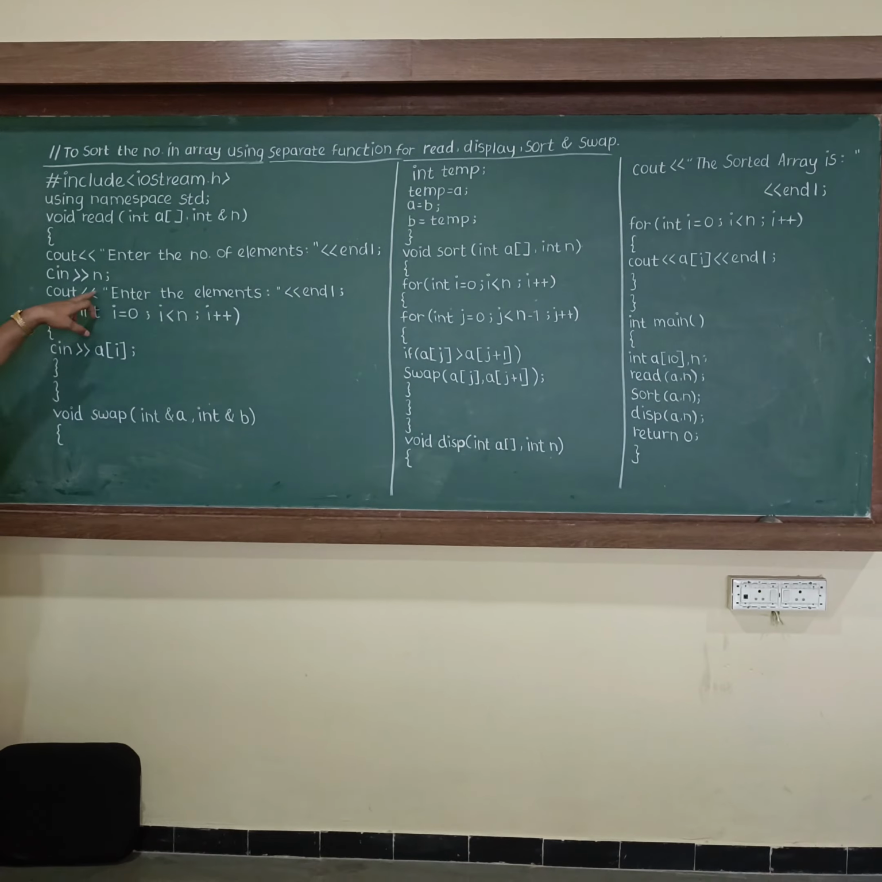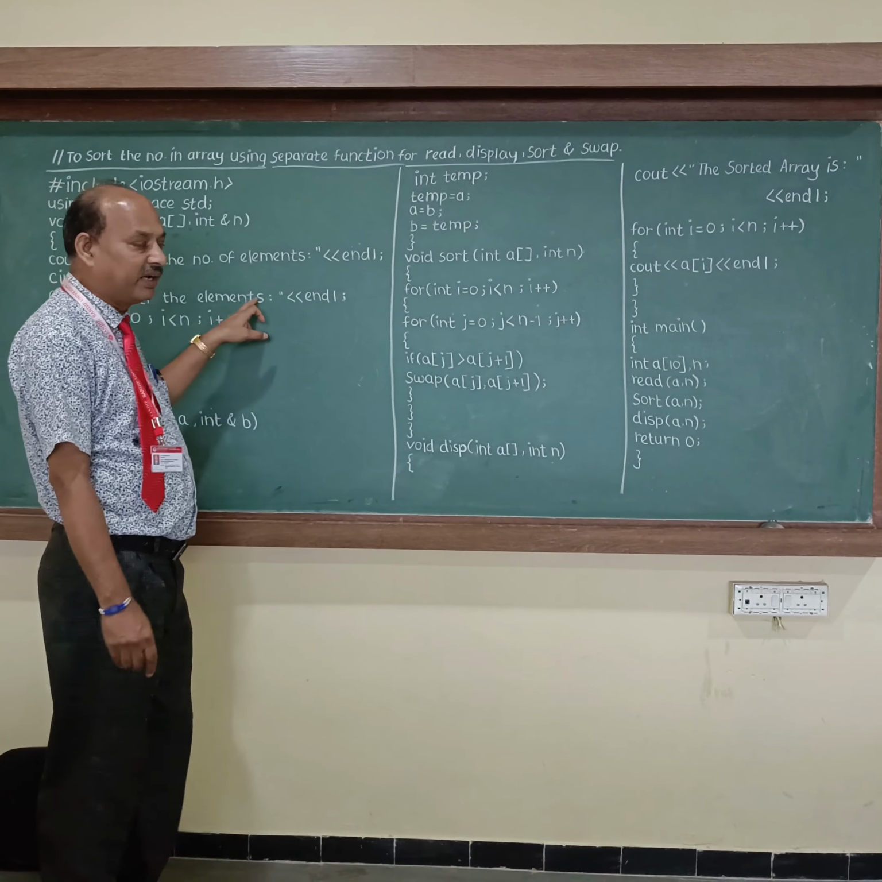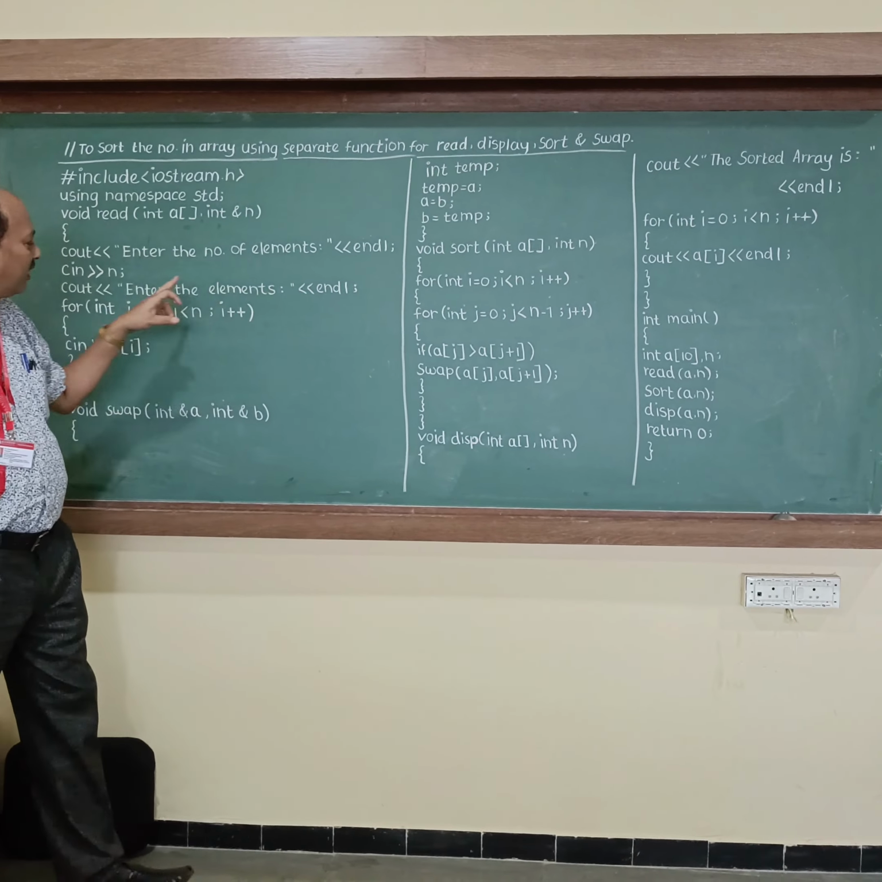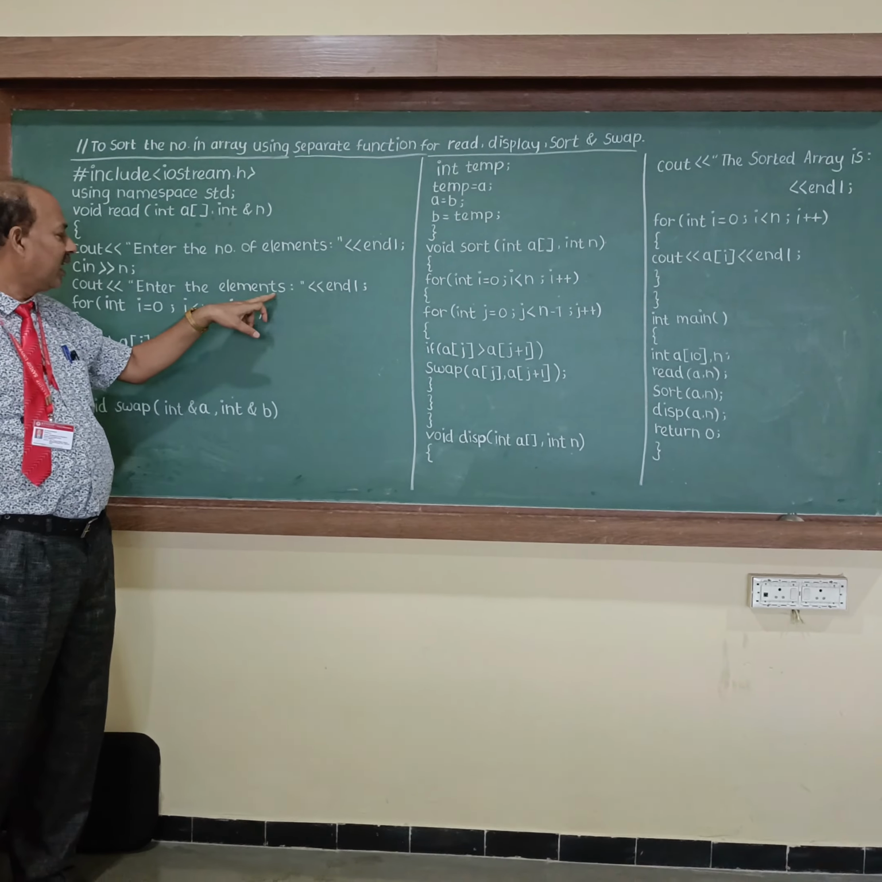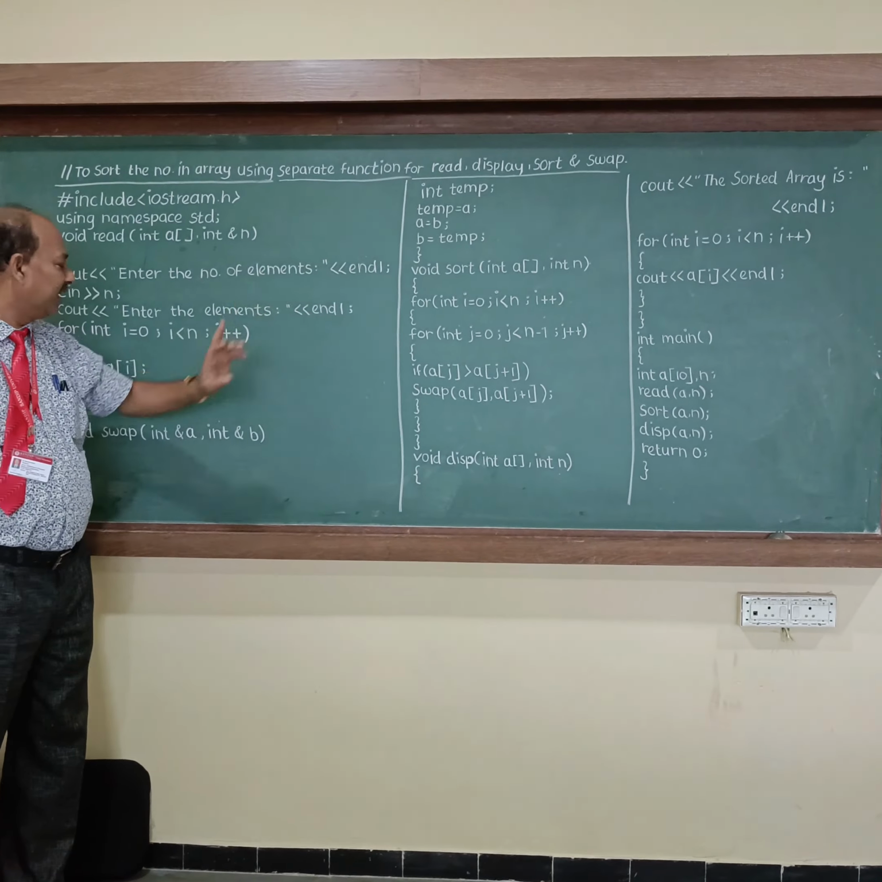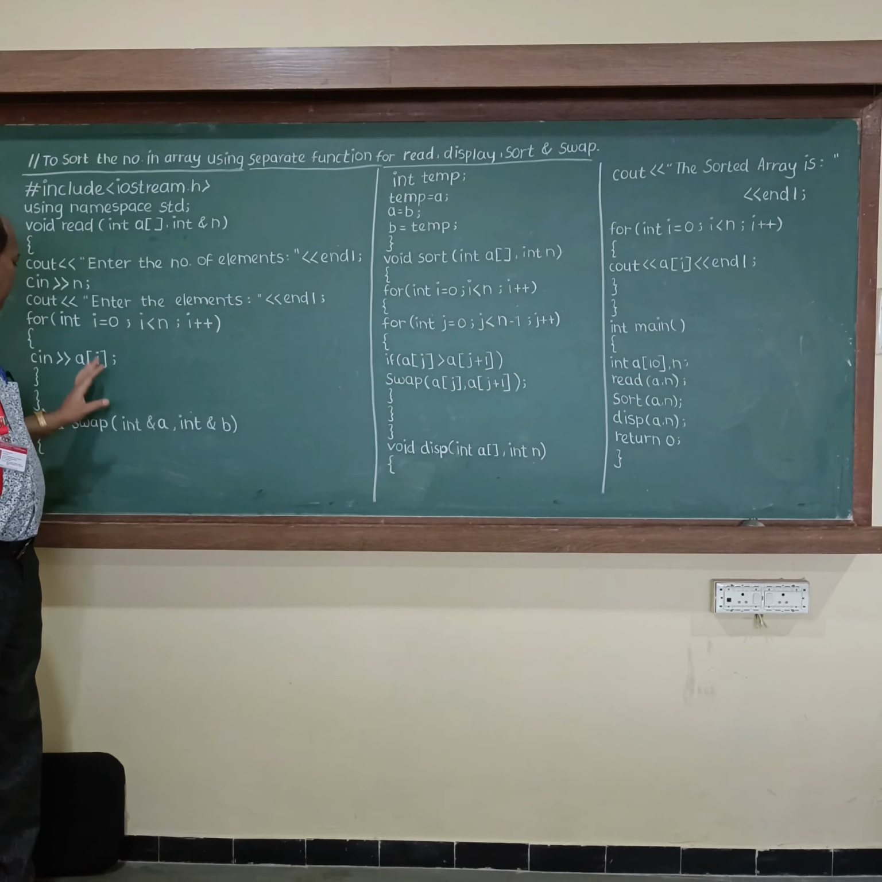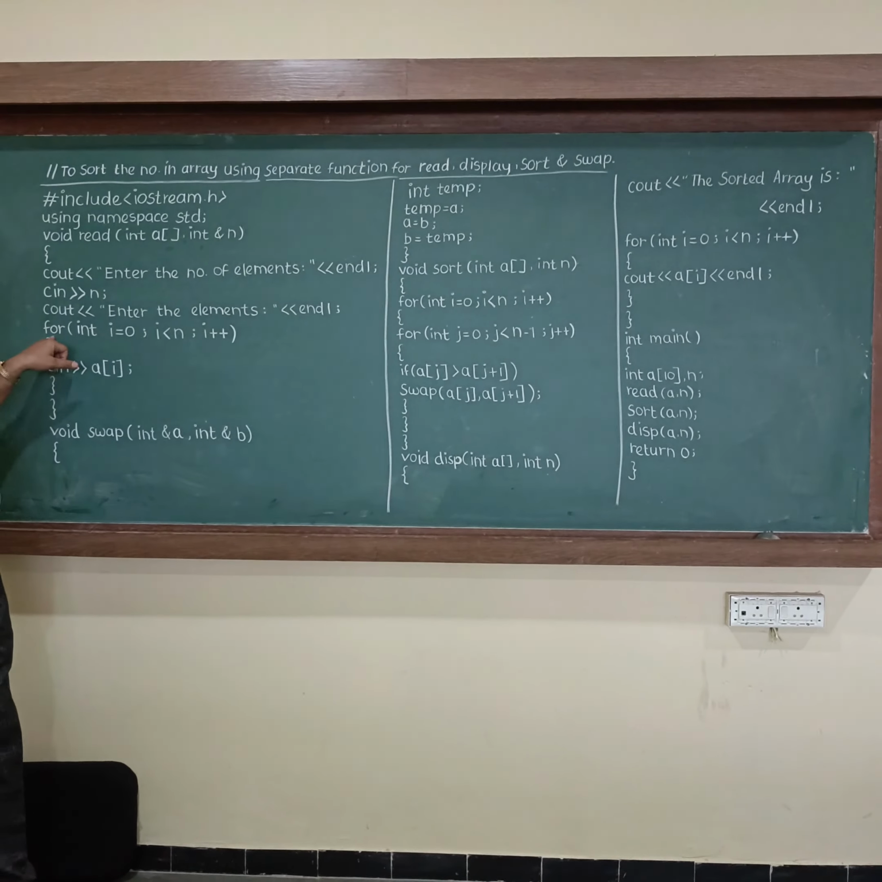Then cout << "Enter the elements". How many elements do you want? You have to cout the "Enter the elements" message and endl. Then after that you come to the for loop. This is the for loop.